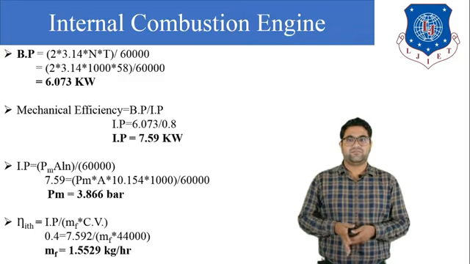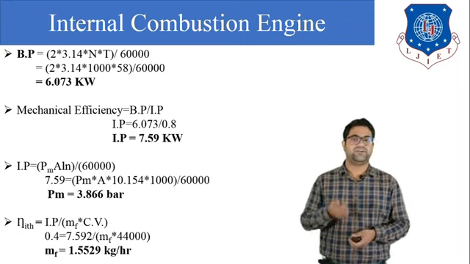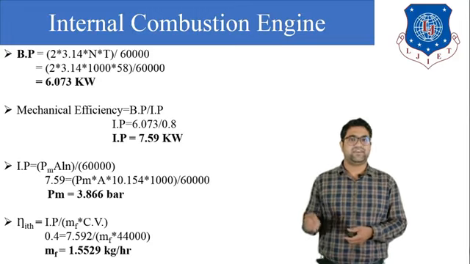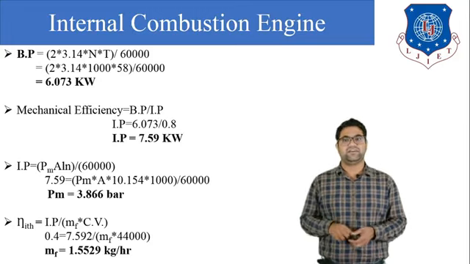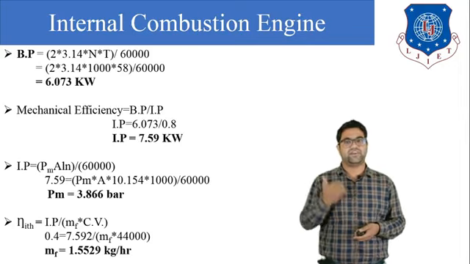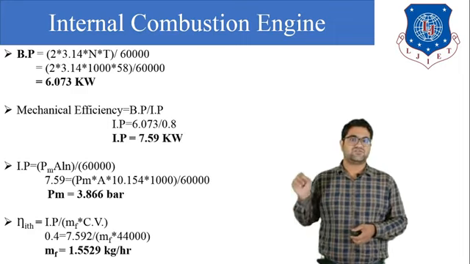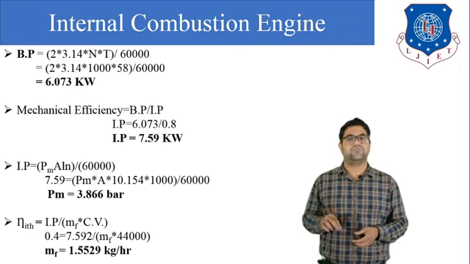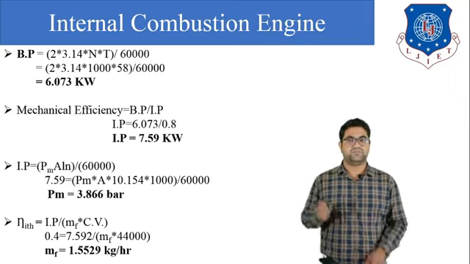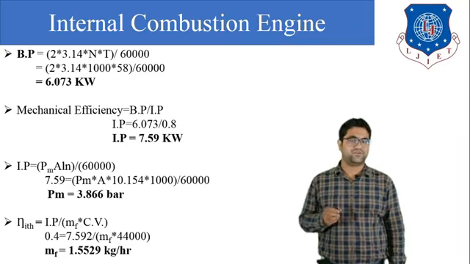Now we know that the indicated thermal efficiency equals indicated power divided by mass of fuel into calorific value. That term we have already discussed, the meaning of indicated thermal efficiency. So from this data we can get the value of the mass of fuel. The mass of fuel equals 1.5529 kilogram per hour, that is the fuel consumption. Okay. So MF equals 1.5529 kilogram per hour.